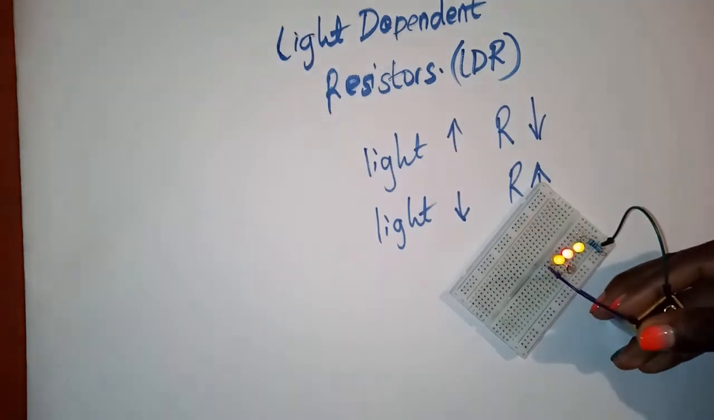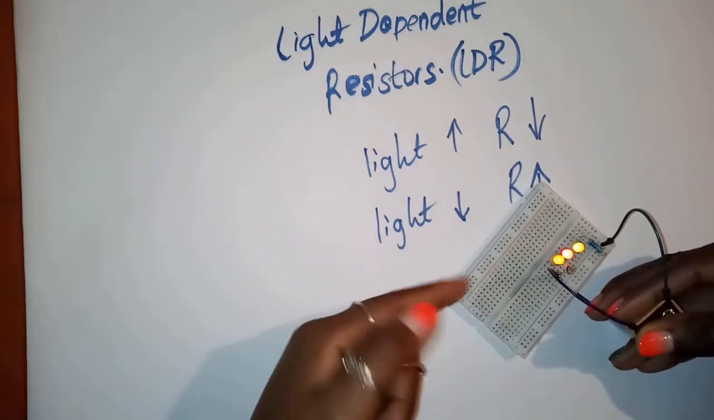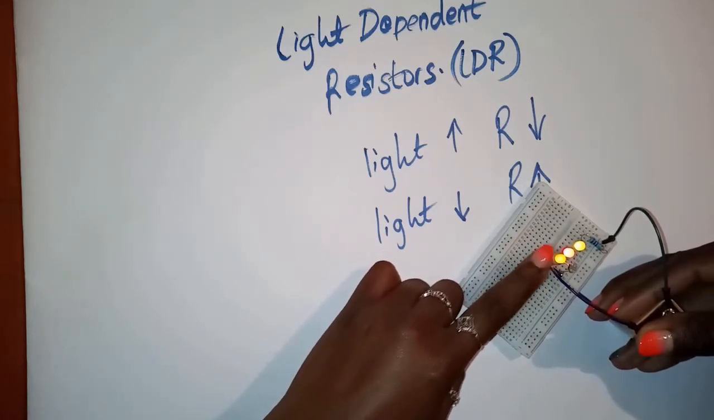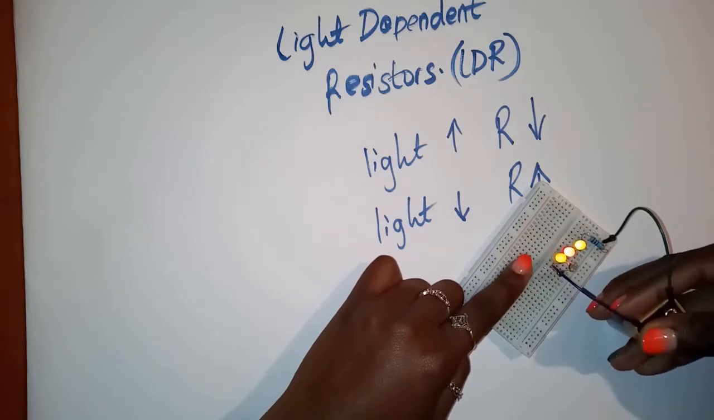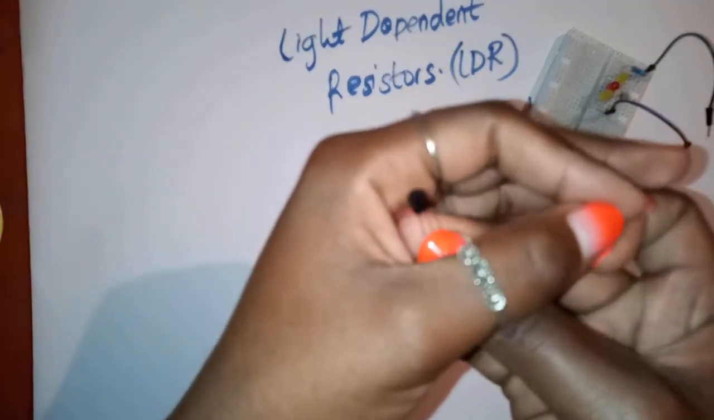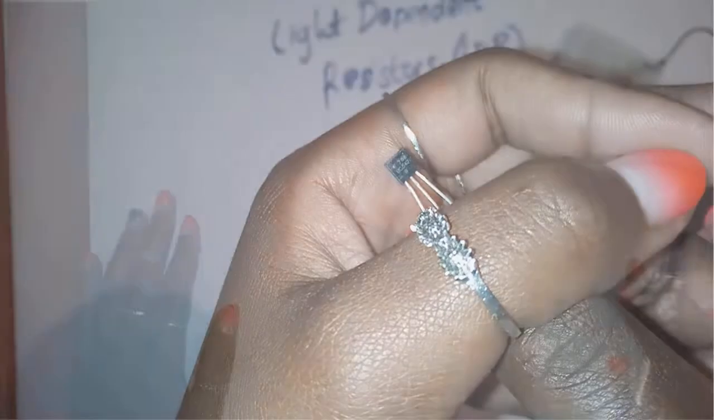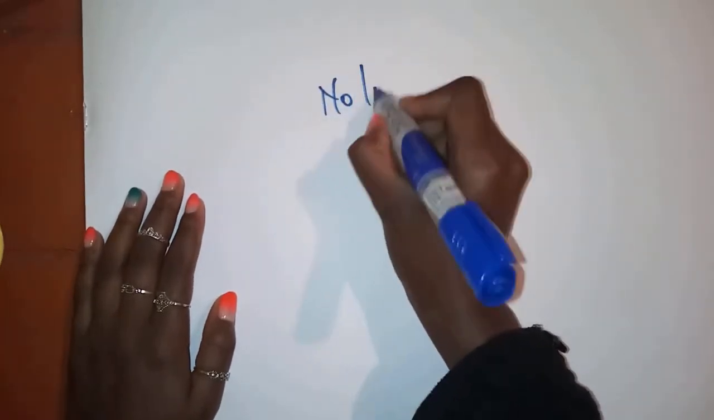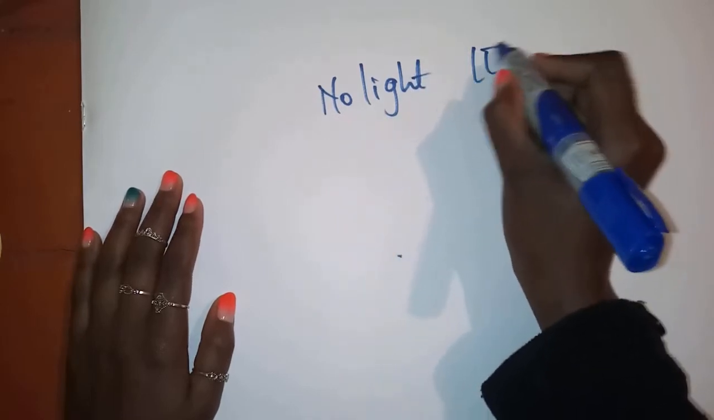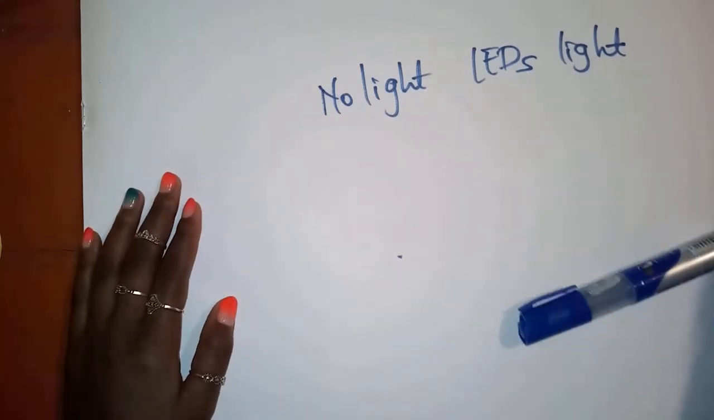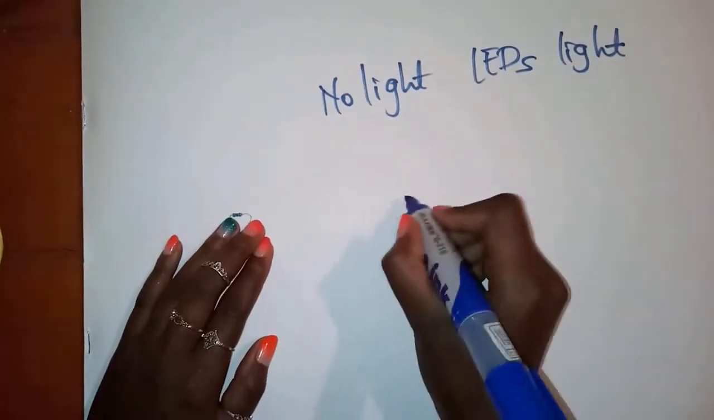But for our case, we want, when there is no light in the room, the LEDs to be on. When there is light in the room, the LEDs to be off. Now to achieve this, we need a transistor. So we'll be using our transistor as a switch. Since I want the behavior to be such that when there is no light, that's when the LEDs light up, I will introduce a resistor and place it in series with our LDR.